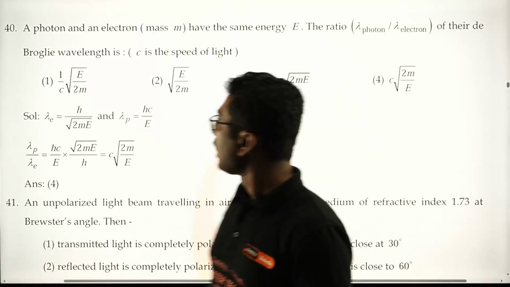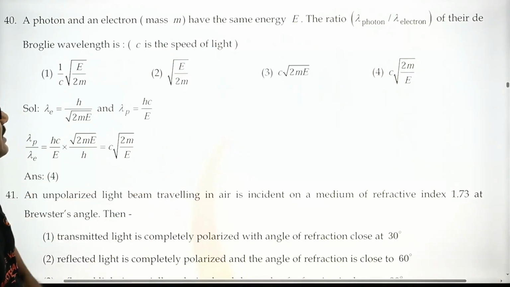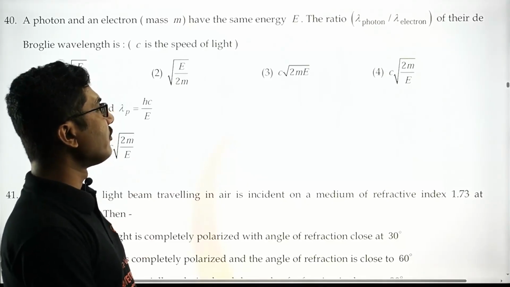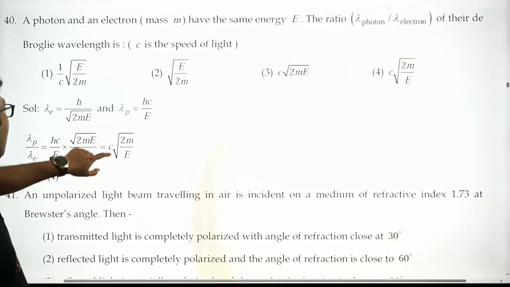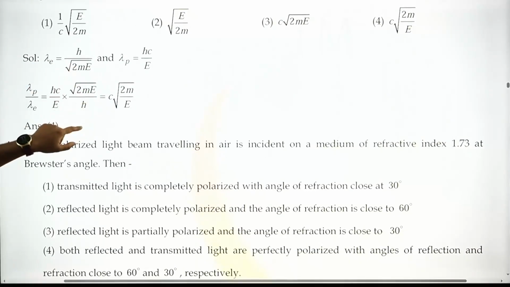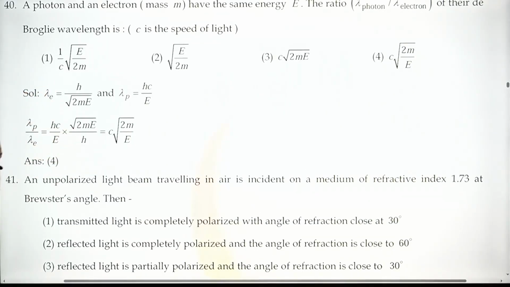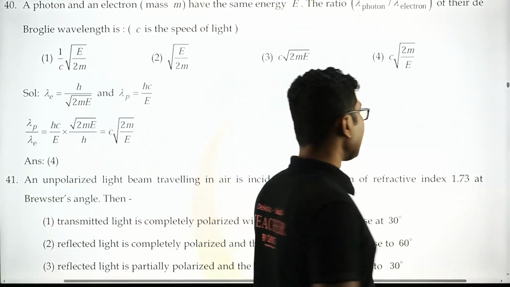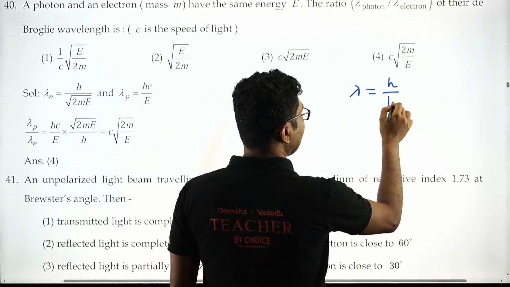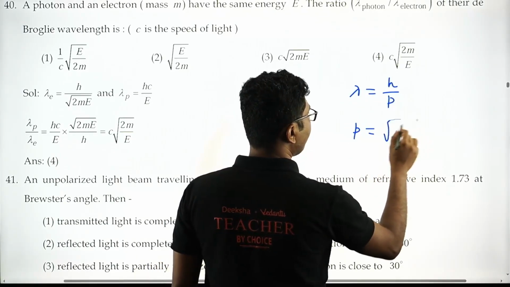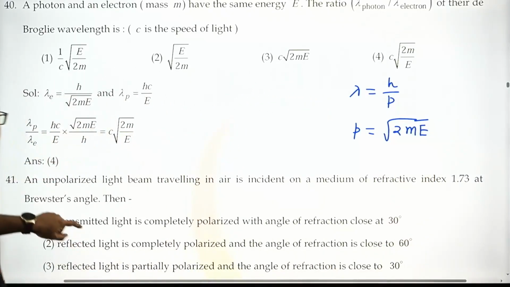A photon and an electron of mass m have the same energy E. The ratio of lambda photon by lambda electron of their de Broglie wavelength is. So de Broglie wavelength is h by square root of 2mE, right? That is the energy formula, right? You know that de Broglie wavelength is given by h by p, and p equals square root of 2mE. E is the energy. Okay, so from there you can calculate the answer.